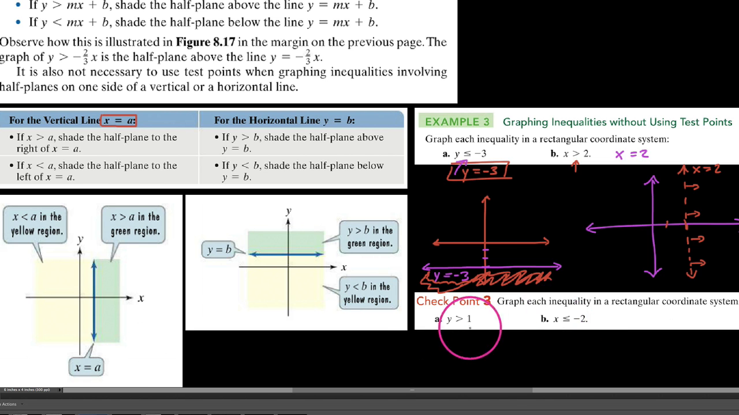So what I want you to do is go ahead and sketch these horizontal and vertical constraints down here, being mindful of solid or dotted lines, but then also label and shade the half region that contains the solutions.